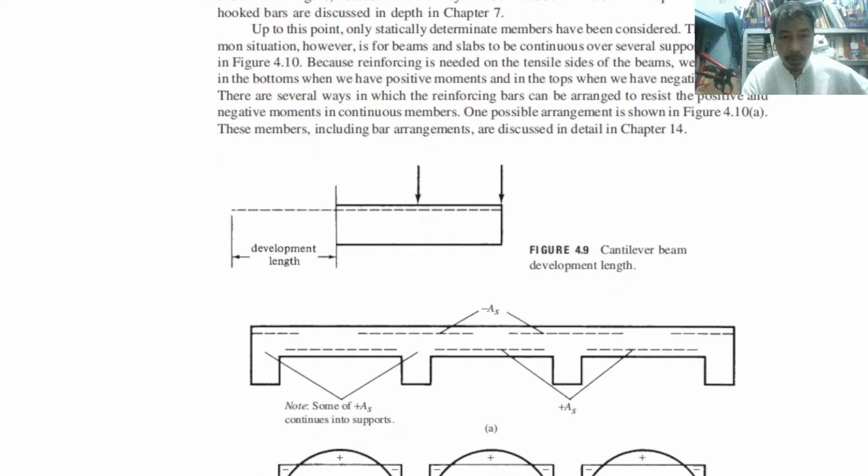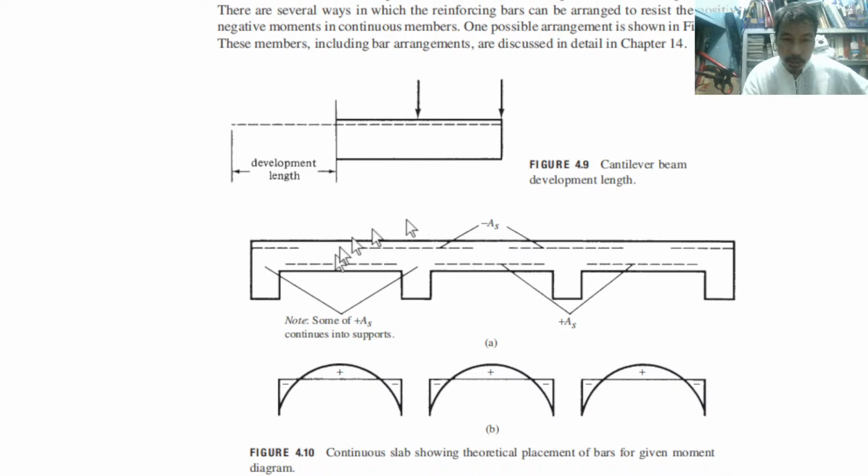So therefore, as shown in the figure, we have a cantilever beam here. We need to know about these things, and this one is the continuous slab and beam, and as you can see, we have the moment diagrams. Okay, so placement of bars. How to place the bars in a continuous beam.